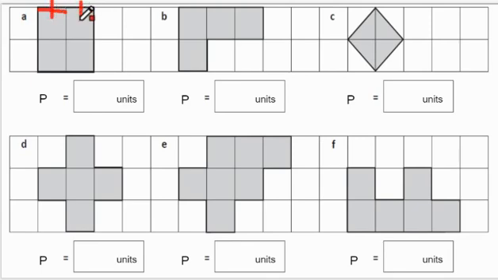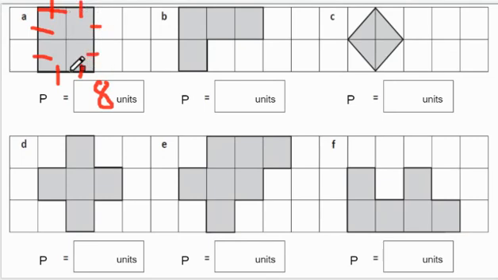1, 2, and even though I already counted this box, I'm not counting the box, I'm counting the sides. So I've got 1, 2, 3, 4, 5, 6, 7, 8. So my perimeter is 8, which is very different than my area. These all have 2 for each square because of how it's shaped. That won't always be true.